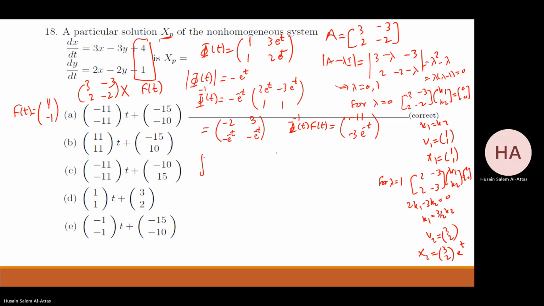Integral. This, we call it Y. The integral of phi inverse of t, f of t dt. That will be what? Minus 11t. And this is 3e to the minus t.